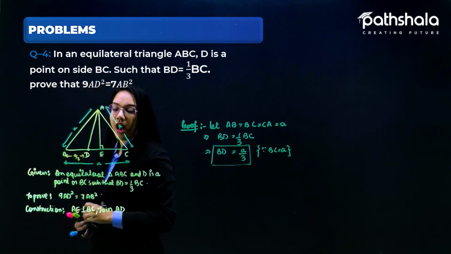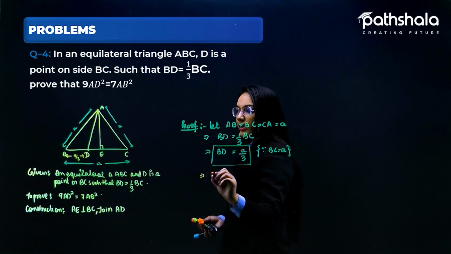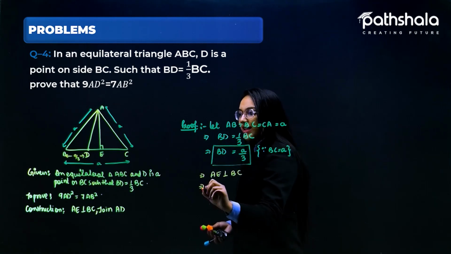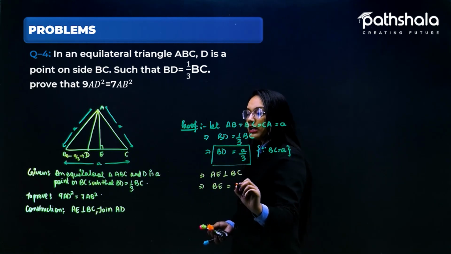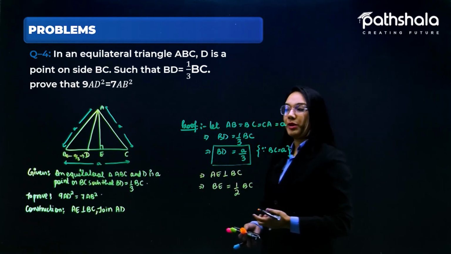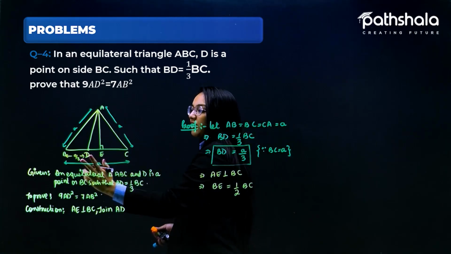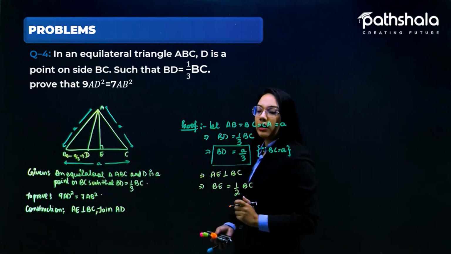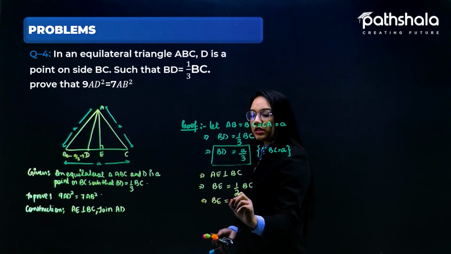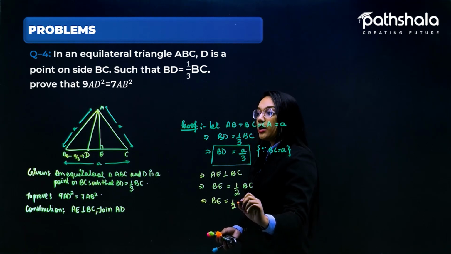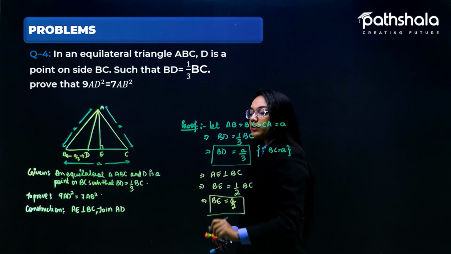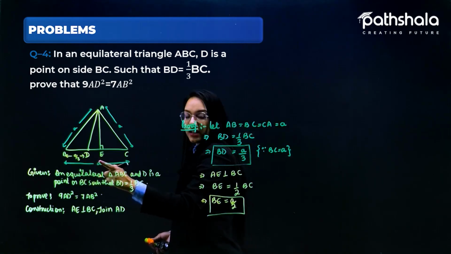So this is A/3, and furthermore we know that AE is perpendicular to BC. It implies that BE is definitely half of BC. We can definitely see this: if AE is perpendicular to BC, then BE is half of BC. And if this is half of BC, then BE is half of BC, and BC is A again. So this is A/2. Hence BE is A/2.